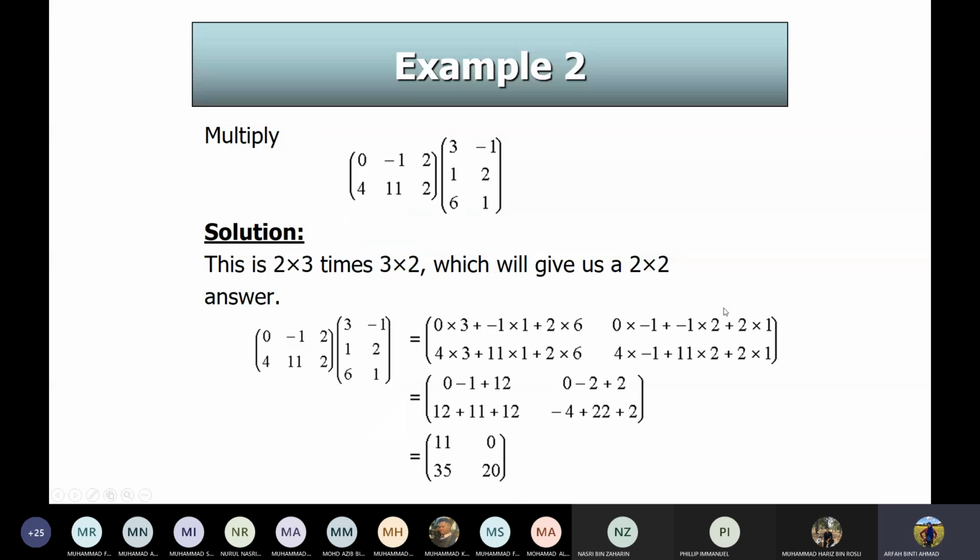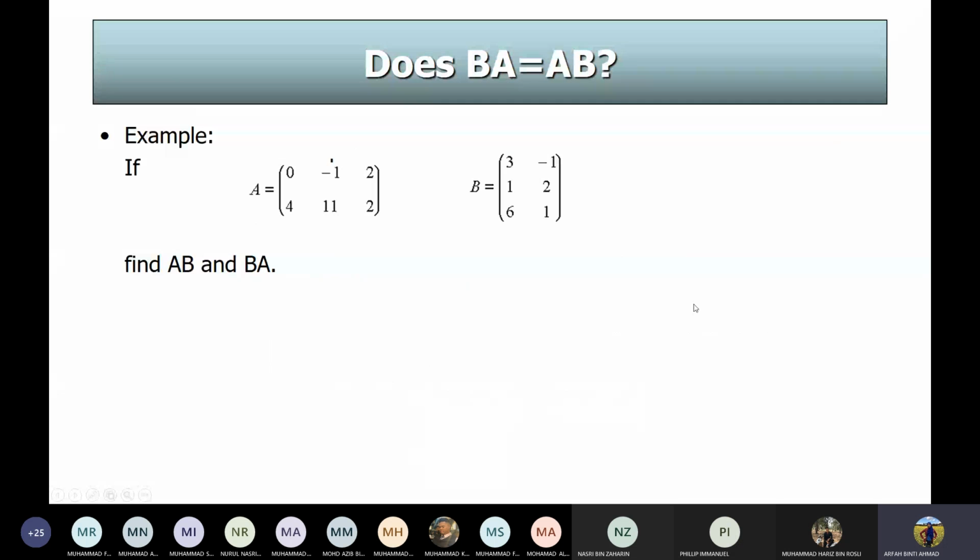So this is the multiplication of matrix. Okay. So the next one, let's say for example kita ada satu matrix A that is given by 0, negative 1 and 2, 4, 11 and 2. And then awak ada matrix B, 3, 1, 6, negatif 1, 2 dan juga 1.